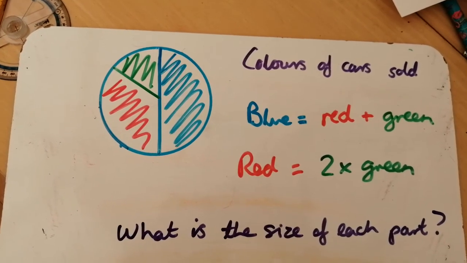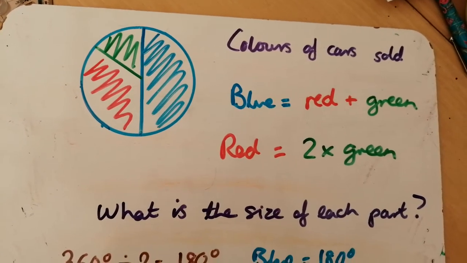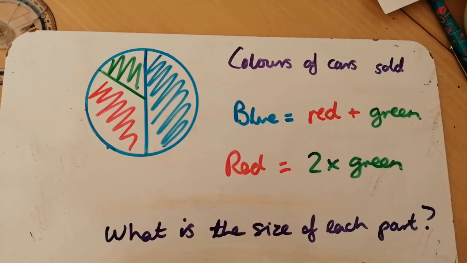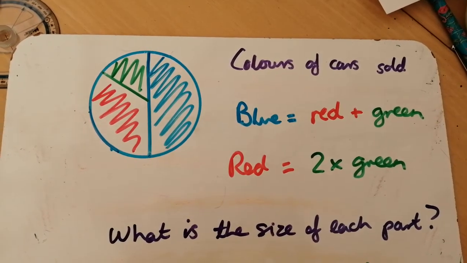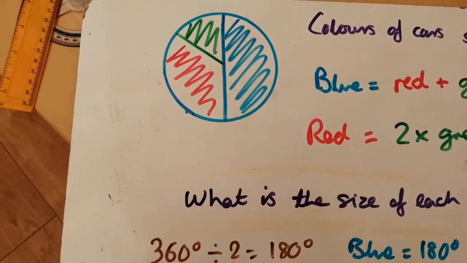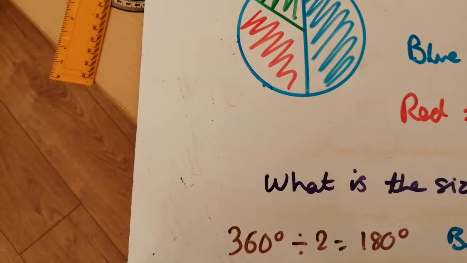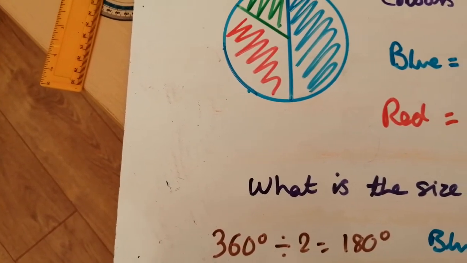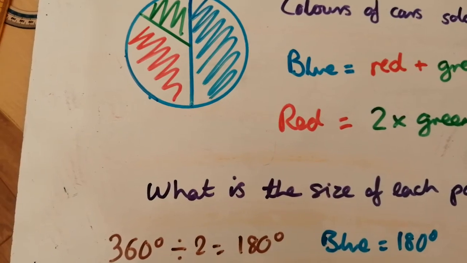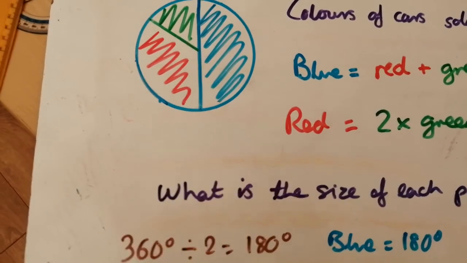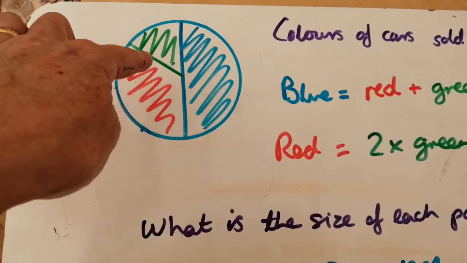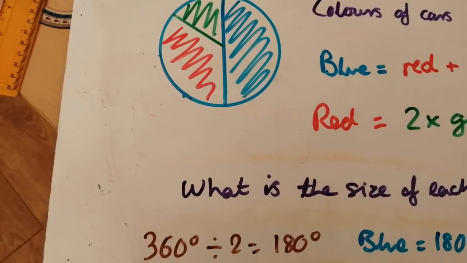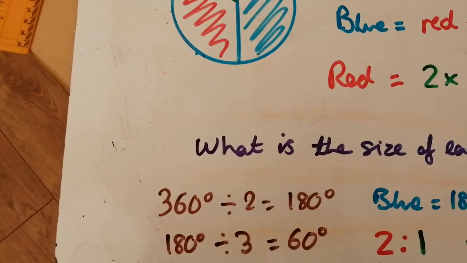Okay, so for this one, we've been told that blue is the same as red plus green added together, which means that blue has got to be half of the quantity. It's got to be 180 degrees. So 360 divided by 2 gives us 180 degrees. The blue section is 180 degrees, which means we've got 180 degrees left for our full 360 to cover green and red. And the ratio of those is 2 to 1.